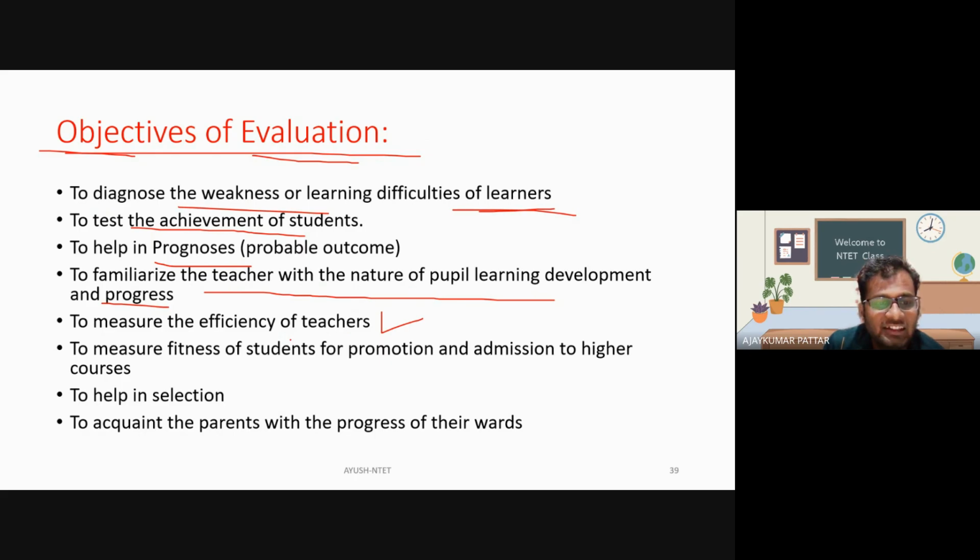So like that, to measure the fitness of students for promotion and admission to higher courses. What does fitness mean? If an 8th class child passes, only then can we move him to the 9th class. And if he passed first BMS, whether he is fit for second BMS or not. So that is one of the objectives of evaluation. Why do we conduct exams? We give the result. To help in selection, whether it is for higher education or a job, the evaluation will help in selection.